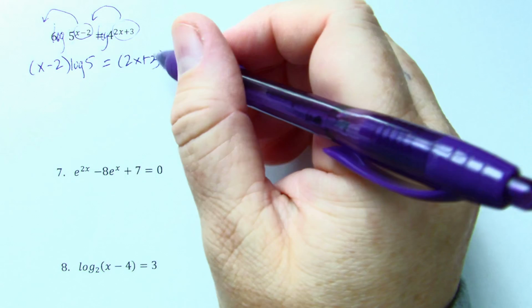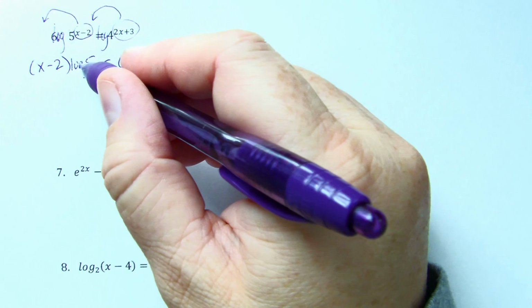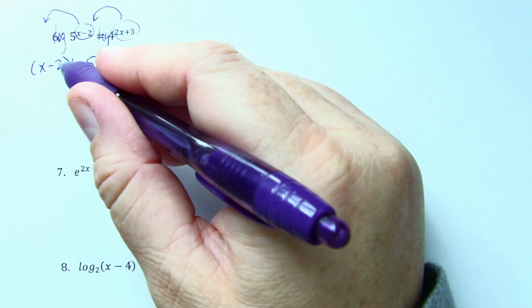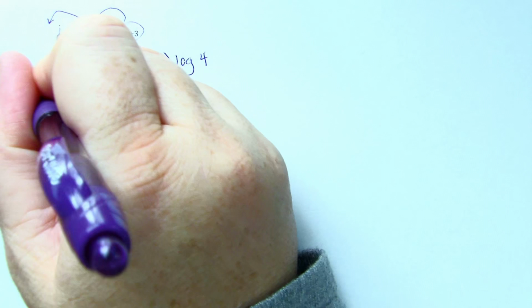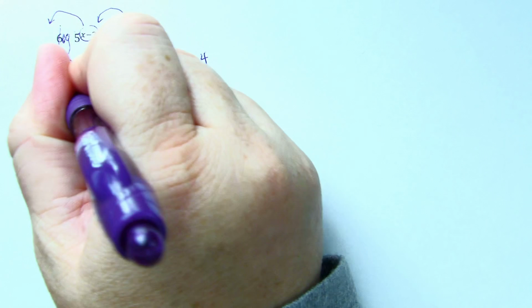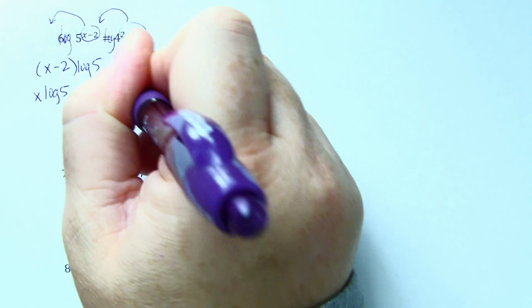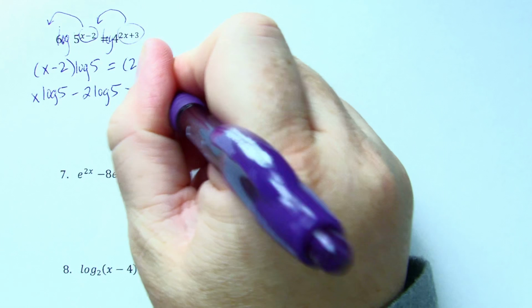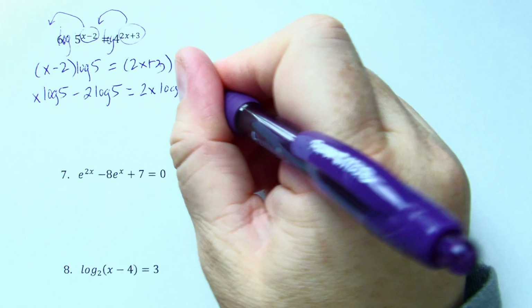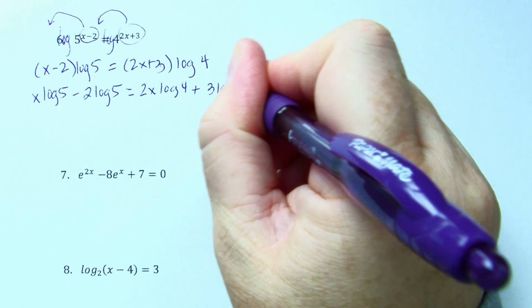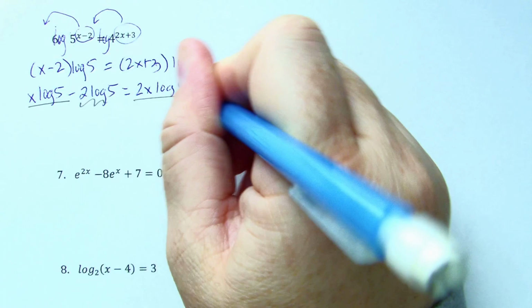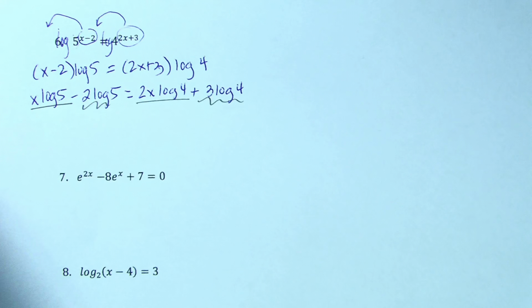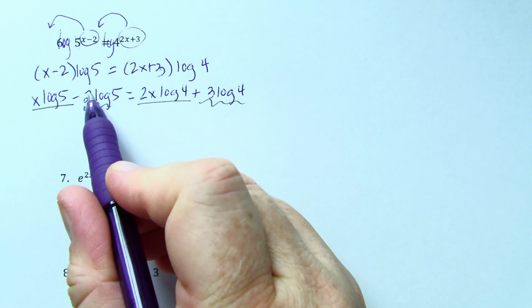So what I'm going to do is distribute this log 5 onto the x and onto the 2, and same thing here. So this is going to become x log 5 minus 2 log 5 equals 2x log 4 plus 3 log 4. Every term that has an x in it, I want on one side, and I want everything else on the other side.